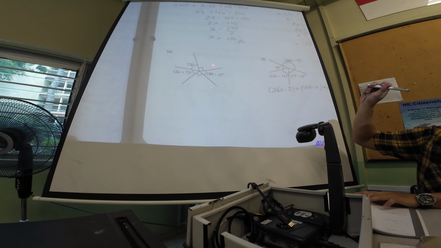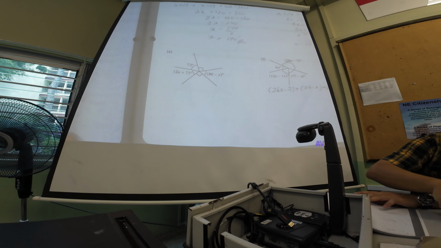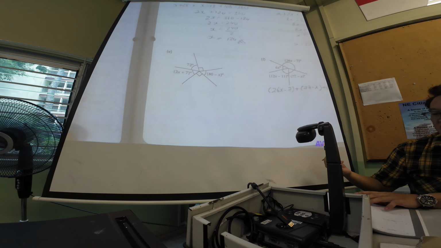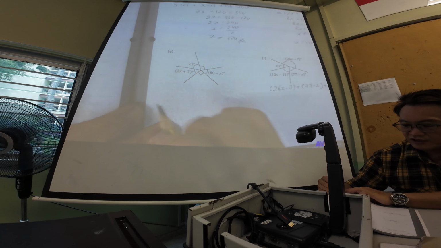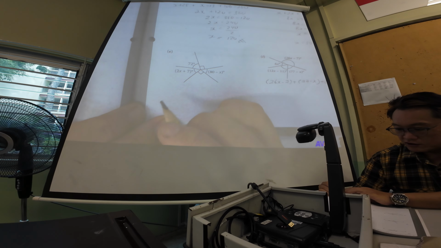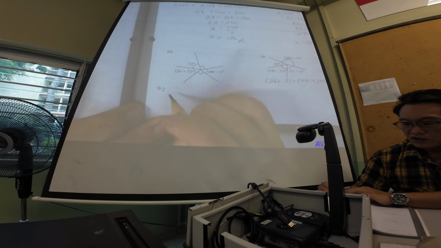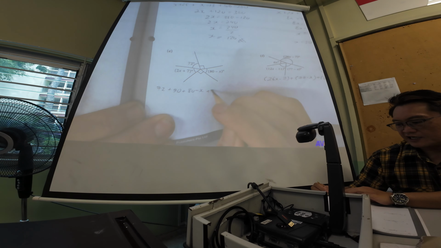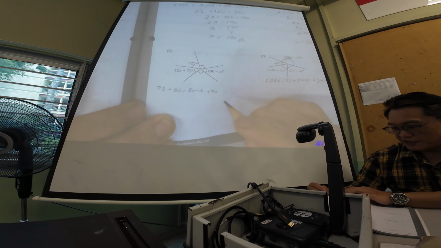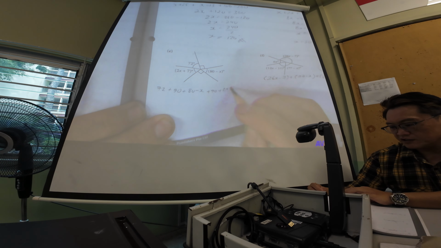This one. 1, 2, 3, 4, 5. 5 angles. 5 angles add together to become 360. So if I start with 72, I go clockwise. The right angle is 90. Then I have 80 minus x. I have another right angle, then I have 2x plus 7.